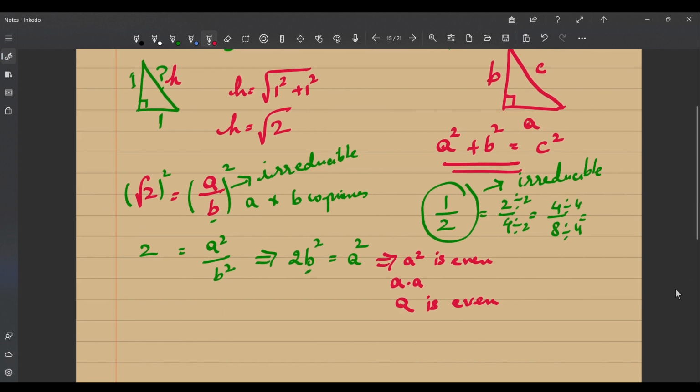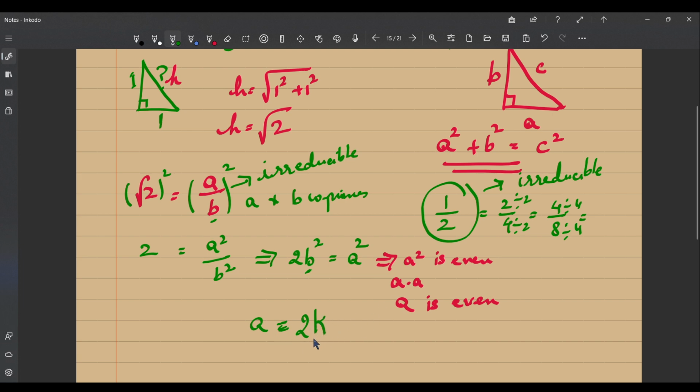So if a is even, 2 can be factored out of a, because a is even. 2 has to be a factor of a. So if 2 is factored out, a can be expressed as 2 into k, where k is some constant.